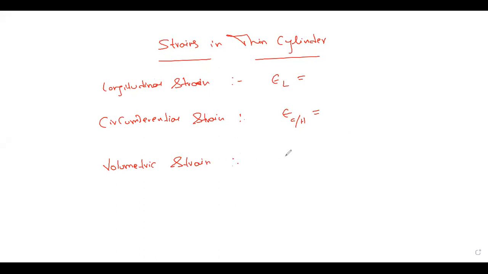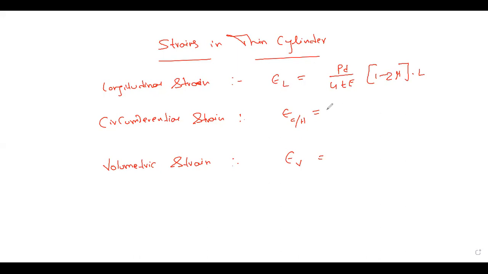What is the formula for longitudinal strain, circumferential strain and volumetric strain for a thin cylinder? In the longitudinal strain, it is PD by 4tE times (1 minus 2 mu), with respect to length, right?